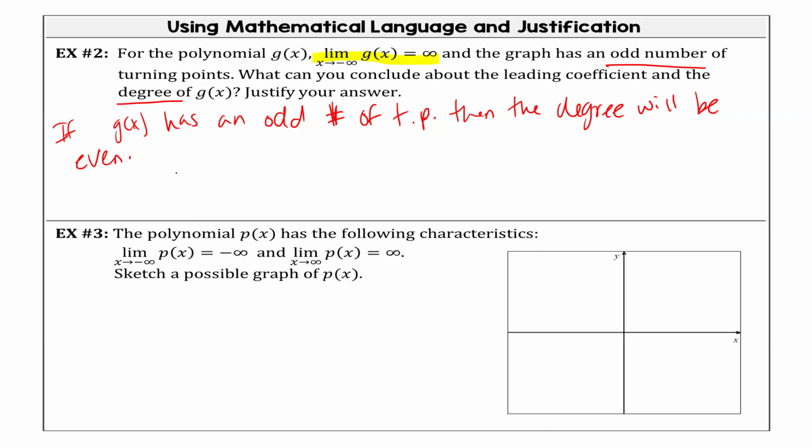Then what do we know, therefore, about our leading coefficient? On the left-hand side, we're going to positive infinity. So what does that mean about our leading coefficient? Our leading coefficient is positive. Why is our leading coefficient positive? There we go. Our leading coefficient will be positive.